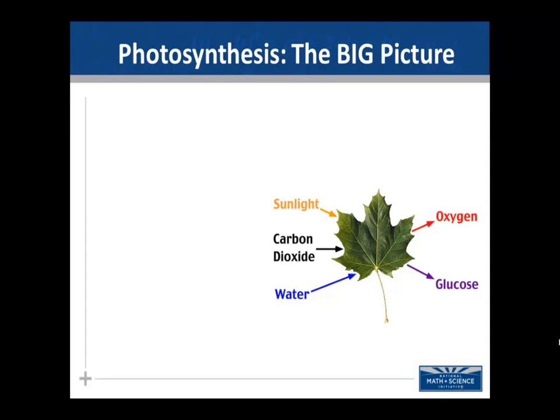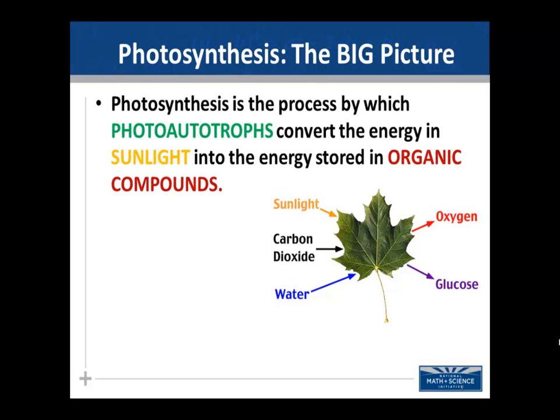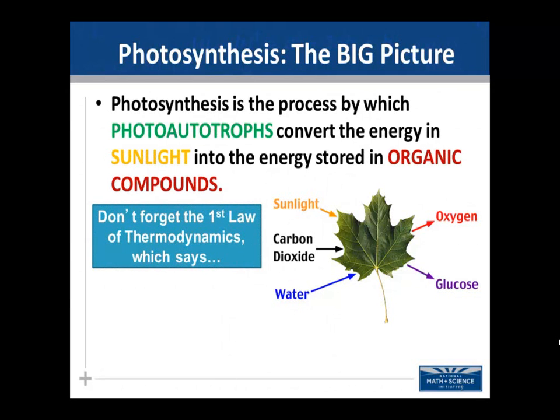This is just a very simple schematic of what's going on in photosynthesis. Our definition that we'll be working from is: photosynthesis is the process by which photoautotrophs convert the energy in sunlight into the energy stored in organic compounds. Now, hopefully you're familiar with the first law of thermodynamics, which says that energy can neither be created nor destroyed, but can be transferred or transformed from one form of energy into another.